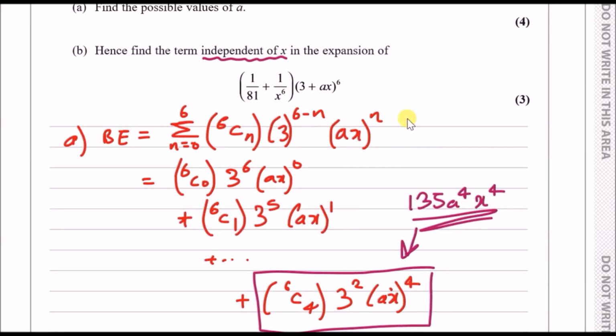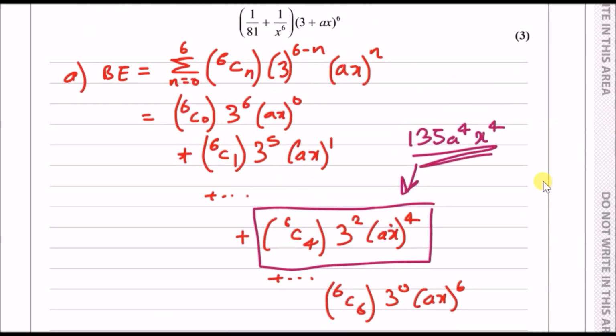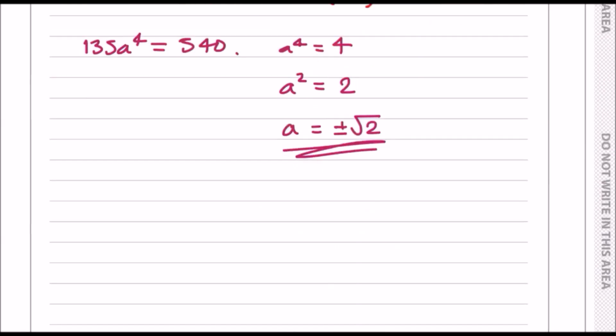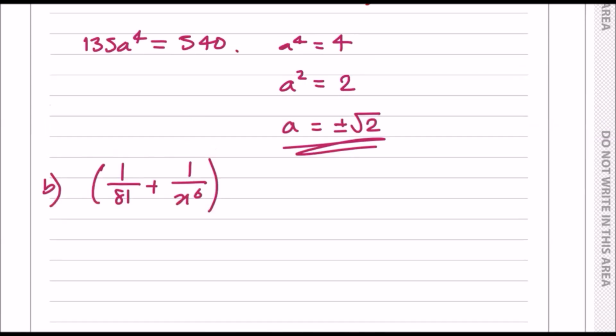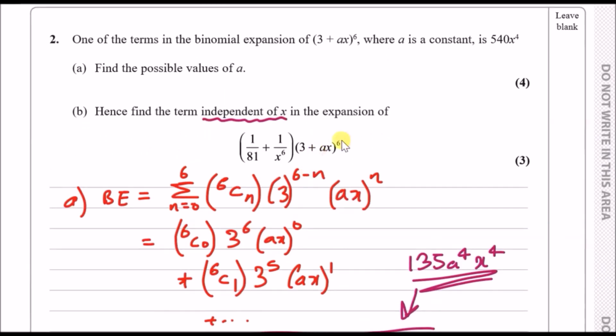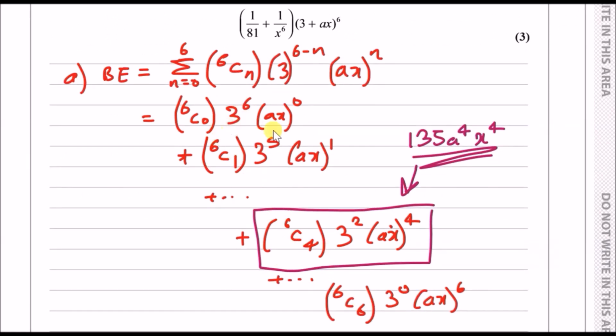Another thing to note here is that we have x to the 6. The only way to pretty much cancel this term is to multiply it by itself, which is another x to the 6. So let's write this down for a second. For part b, we've got 1 over 81 plus 1 over x to the 6. They want us to multiply against our binomial expansion, so instead of this term here, we're going to replace all of this with what we found over here.